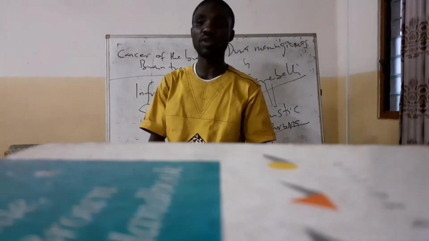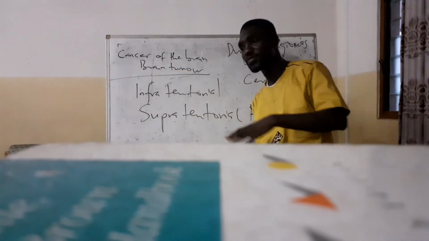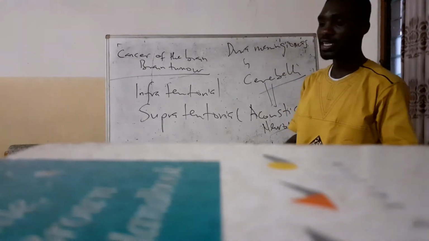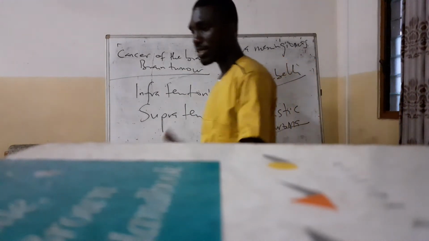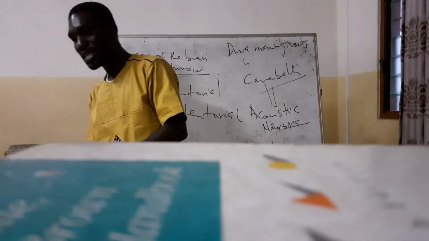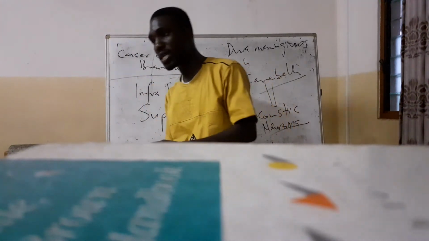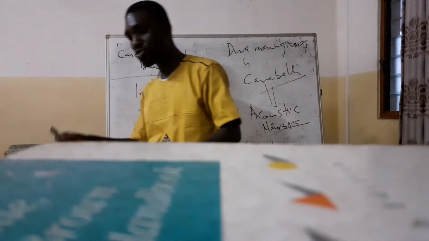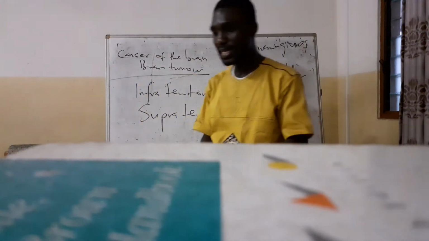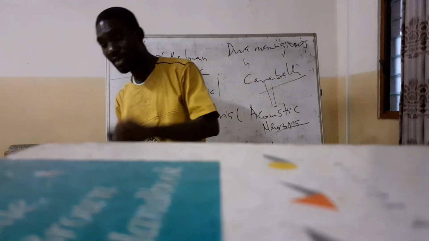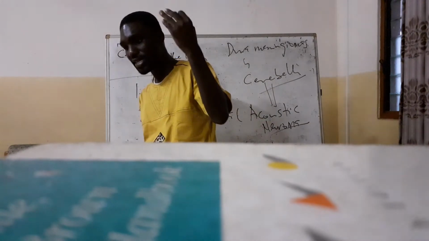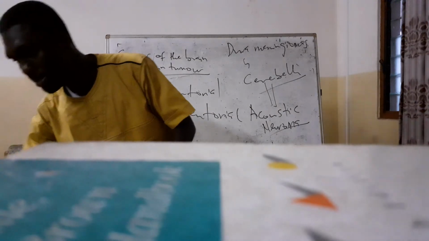The common site of metastasis: if cancer of the brain spreads, the other organs that it can spread to include the breast. So people with brain cancer can have metastasis to the breast, to the GIT, to the kidneys, to the lungs, and then to the pancreas.